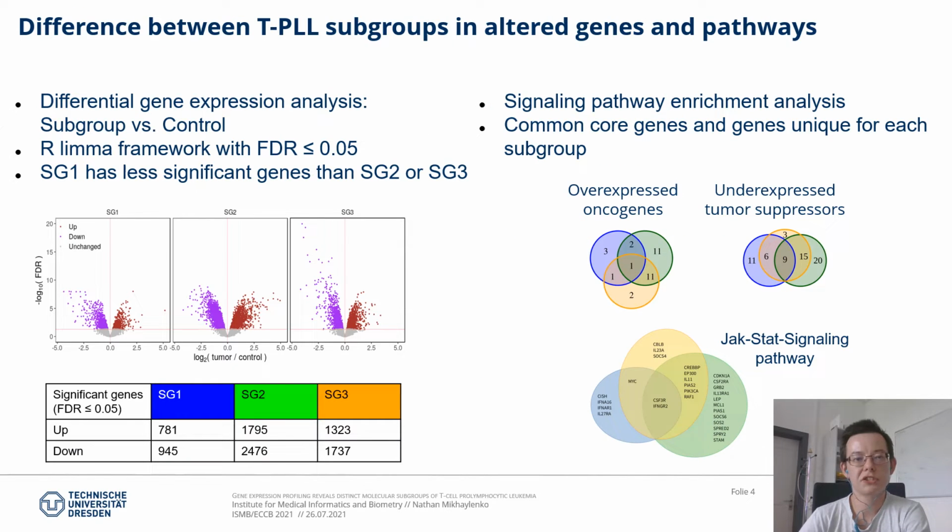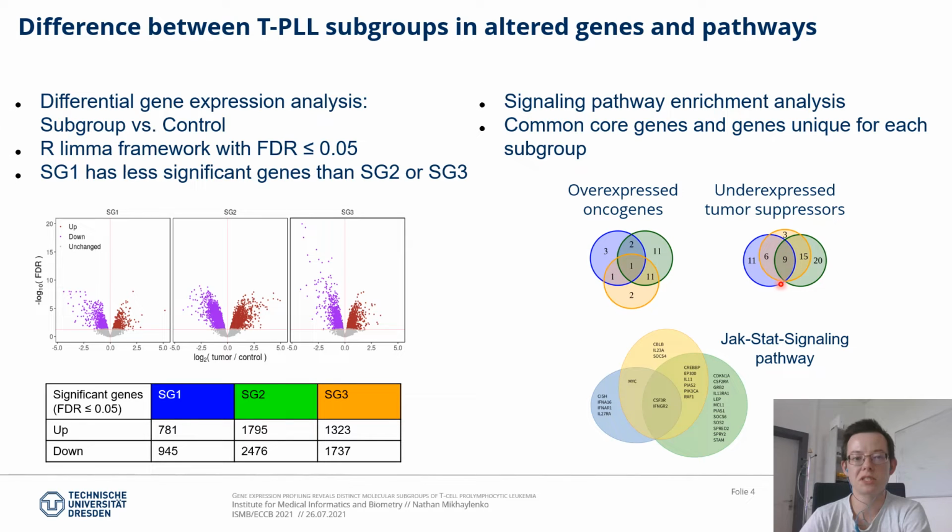We performed differential gene expression analysis to get genes significantly different for each subgroup compared to the control. By applying a threshold of 5% for adjusted p-value, we got the following number of significant genes. In accordance with the clustering structure, SG1 has half as many significant genes as either SG2 or SG3, but all subgroups have more underexpressed genes than overexpressed.